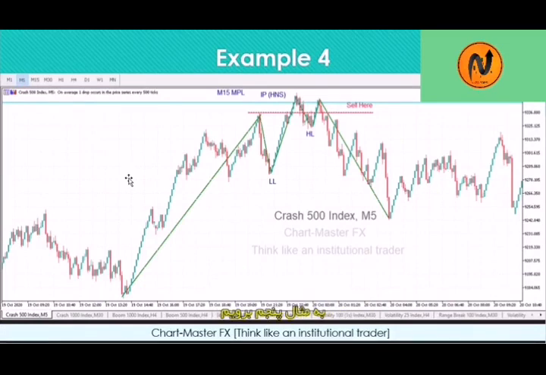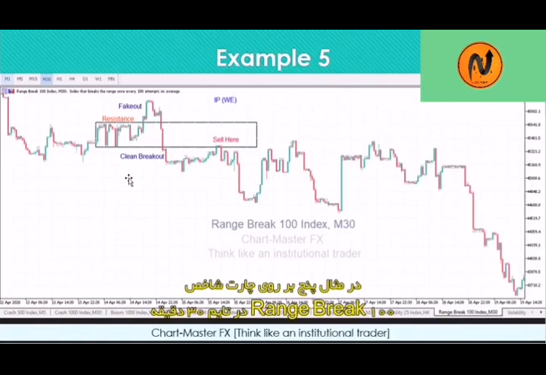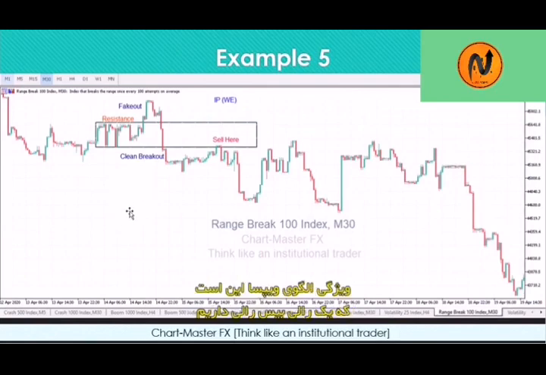Let's go to example number 5. On example number 5, here we are on Range Break 100 Index M30. So guys, as you can see here, we are dealing with the whipsaw engulfing. So what happens in the whipsaw engulfing, guys? We have a rally base rally. So what happened once we have a rally base rally? This is the kind of fake out that I'm talking about.